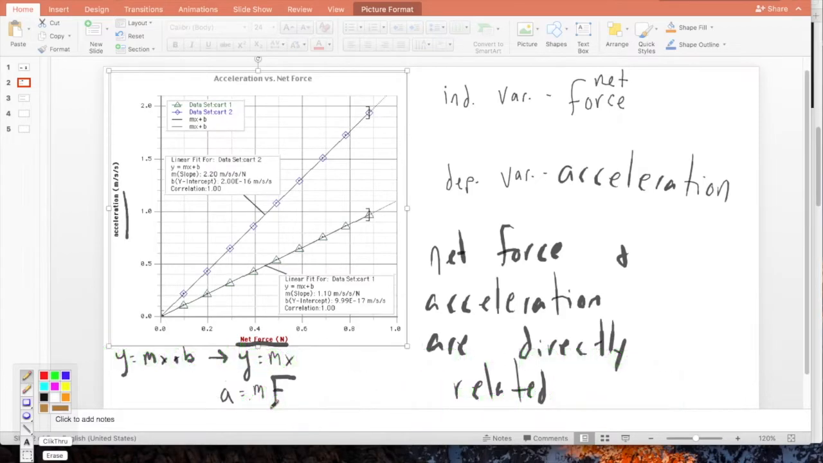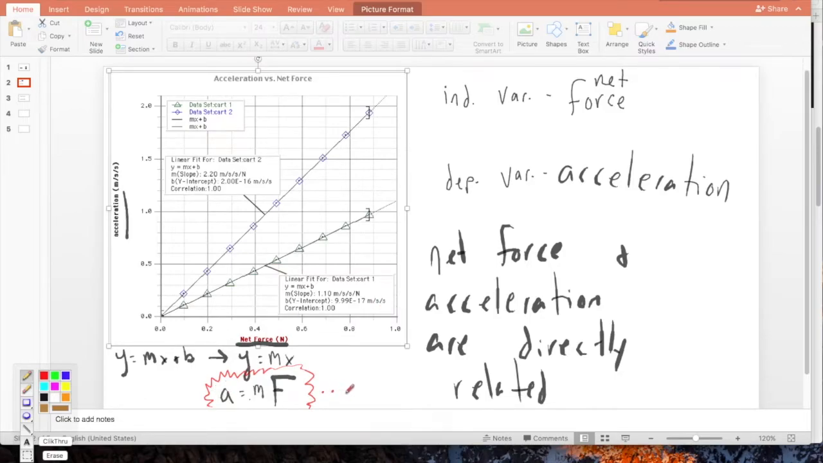So this is a mathematical model. If we know the slope right here, then for any given net force on an object, we can predict that object's resulting acceleration. And from this equation, you should be able to see that as force goes up, what would happen to acceleration? If you plug a larger number in here for force, this m value remains constant. It is one number, one slope. What's going to happen to the a value? It's going to go up as well. These are directly related. If you increase the F on this side, m times F, you're going to get a bigger number. So this does indeed show us that net force and acceleration are directly related.